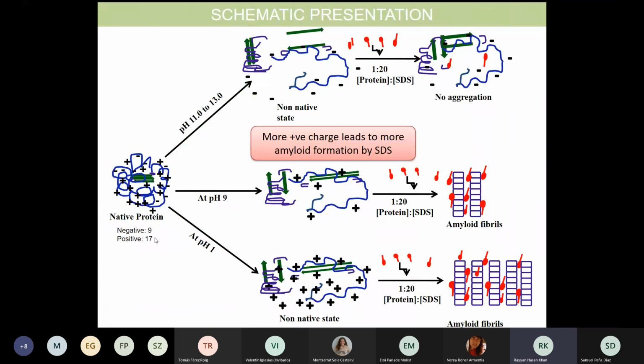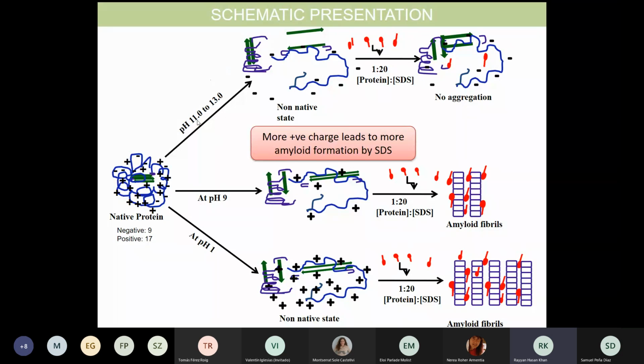This is a lysozyme, which has 9 negative and 17 positive charges. At pH 9, as I said, it will have an overall 5 positive charge, and the stoichiometry of the SDS that is being taken is 1:20. Now here you can see only 2 bundles of the amyloid are being formed. And here you can see it's at pH 1. The lysozyme will have an overall 19 positive charge, and under the same stoichiometry, it is going to lead to the formation of more amyloid.